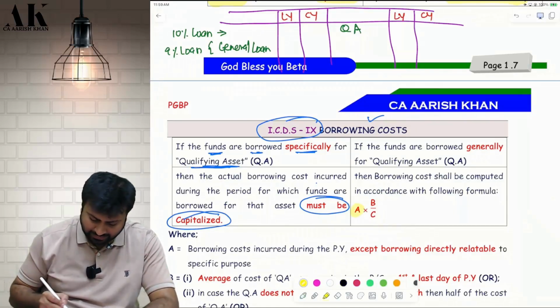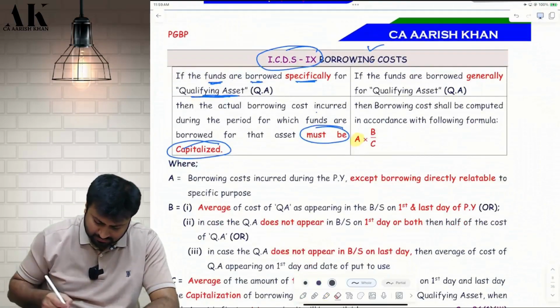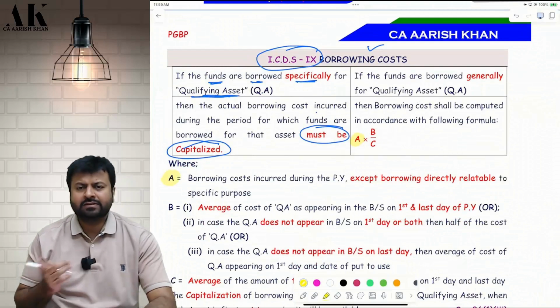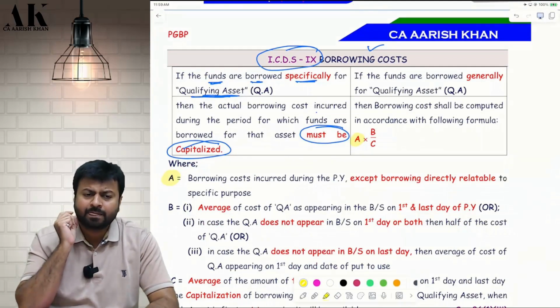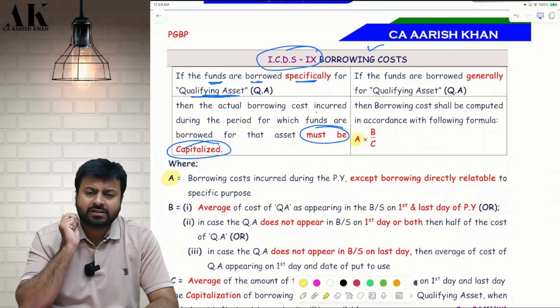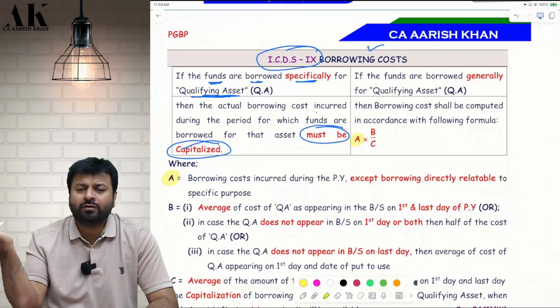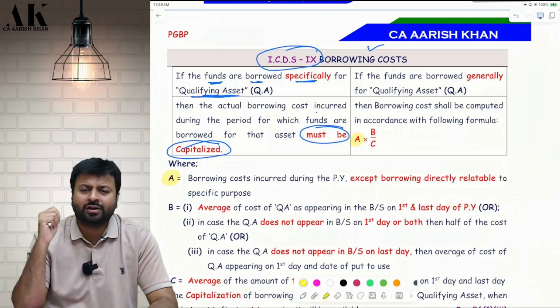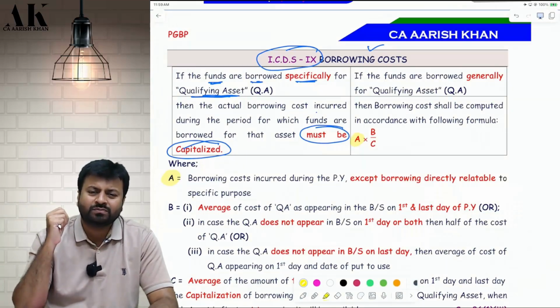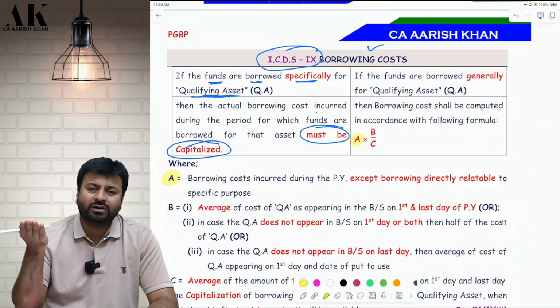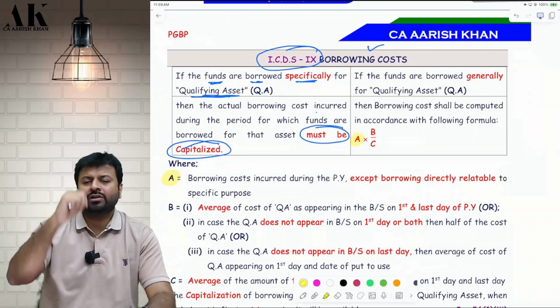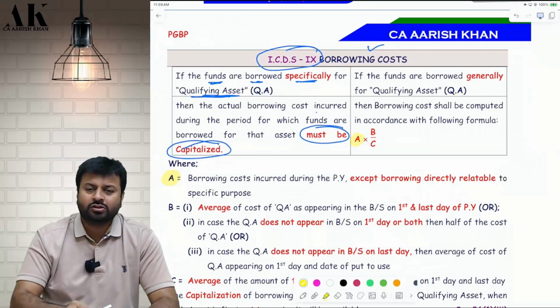So what is A? A is your interest cost. Which interest cost? Specific or general? General loan interest, correct? Specific, you don't have to put in the formula. That you can directly add to the cost of the asset. A loan which is specifically for a qualifying asset, you can directly add to the cost of the asset. You don't have to think much. Close your eyes and add.